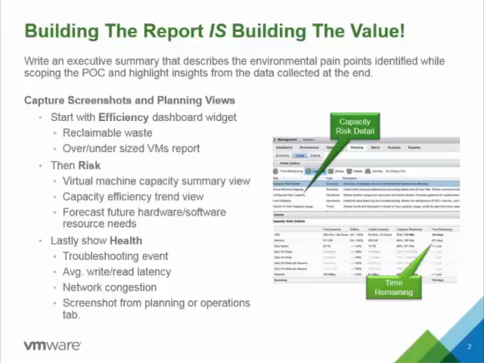Writing the executive summary of what they said their pain points were, and then highlighting how VROps will solve those issues from the collected data, is very important. Some of the screenshots we recommend using are the efficiency dashboard, showing the reclaimable waste and the under- or oversized VMs. The risk dashboard provides a capacity summary, efficiency trends, and forecasting of hardware and software resource needs. Lastly, the health dashboard shows troubleshooting events, average write latency, and network congestion.